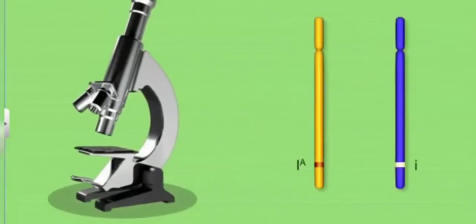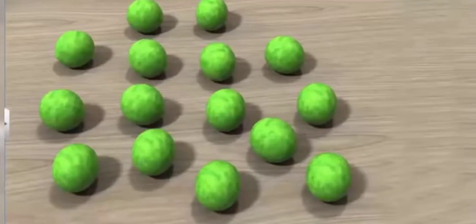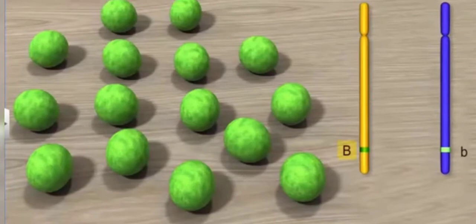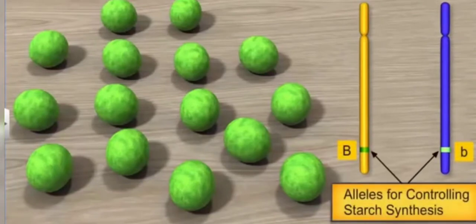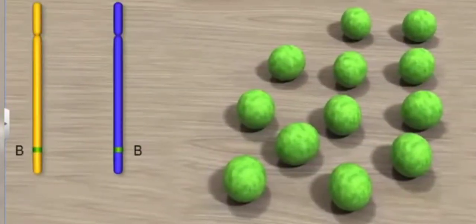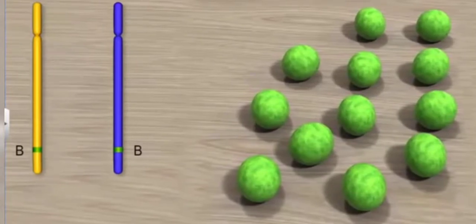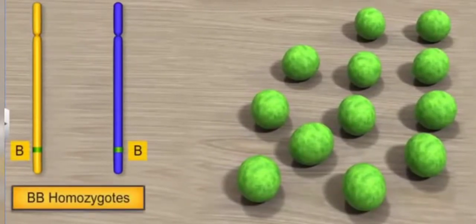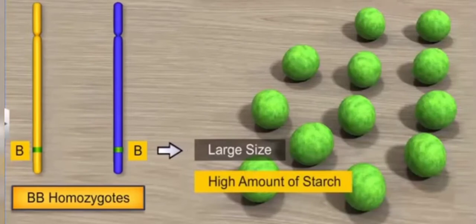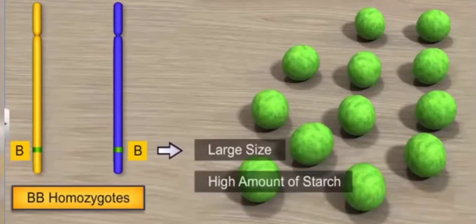Experiments were conducted to learn how a single gene sometimes produces many phenotypic effects. In pea seeds, there is a single gene with two alleles, capital B and small b, that control the synthesis of starch. In the experiments conducted, effective starch synthesis was seen in the homozygotes capital B, and seeds were large with large starch grains in them. And moreover, the pea seeds were round.